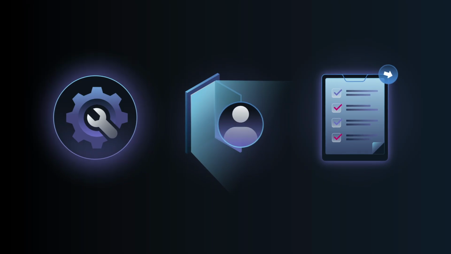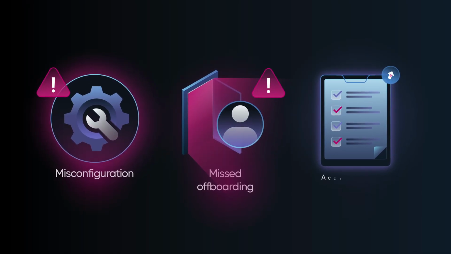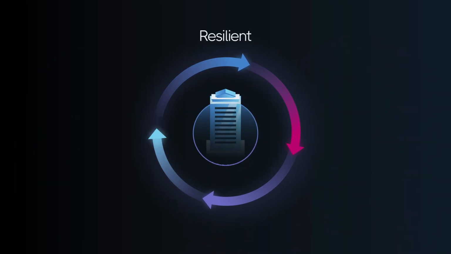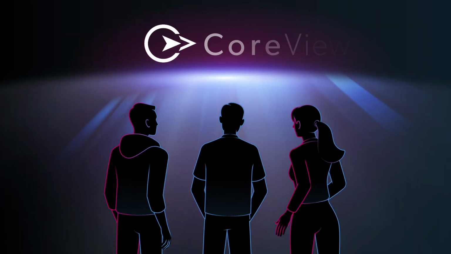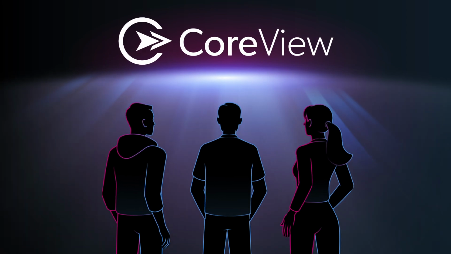It's in these moments of pressure that gaps emerge. Services get misconfigured, users don't get properly offboarded, and access reviews get rushed or dropped entirely. Organizations need to be resilient to these moments of operational pressure. That's why CoreView gives your IT team superpowers to handle high service demand with ease.